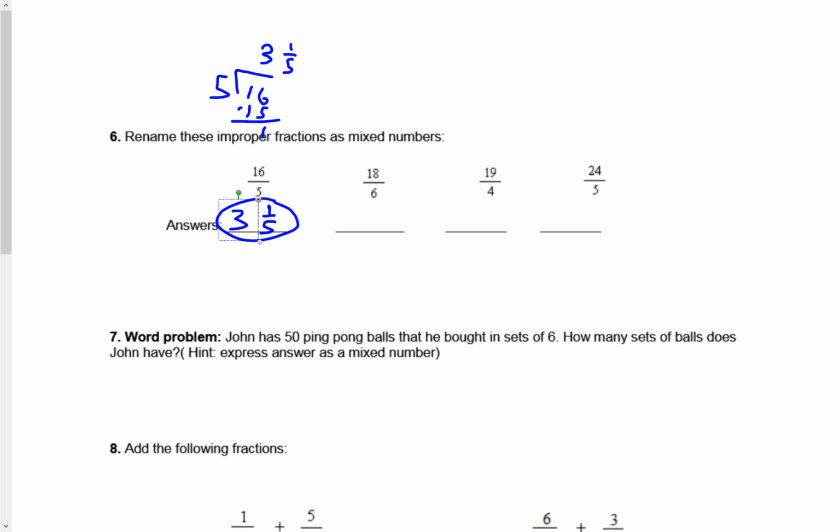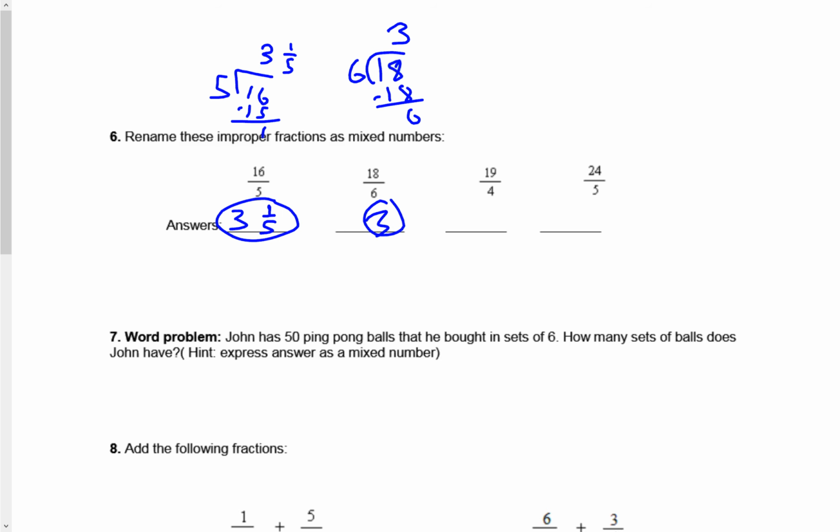All right, second one, 18 divided by 6. You maybe recognize this before you even do it, but 6 doesn't go into 1, but does go into 18 3 whole times. And there's not going to be any left over because 3 times 6 is 18. So that just means our answer is 3.